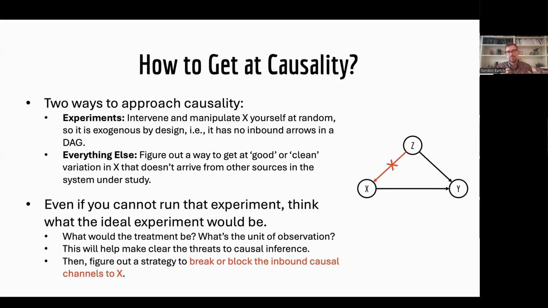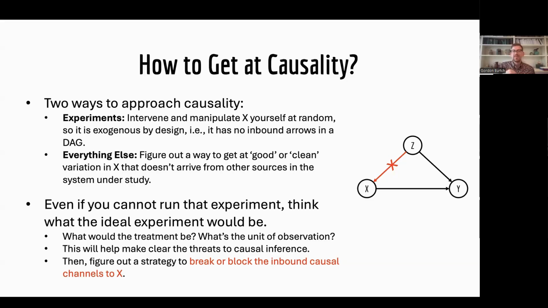So your goal with archival data and coming up with a good research design is to figure out a way of getting a clean, i.e. not endogenous, purely exogenous variation in X, your treatment, the right-hand side variable you're interested in studying the effect of on Y. So this is all about breaking inbound arrows to X, okay, in a causal diagram.